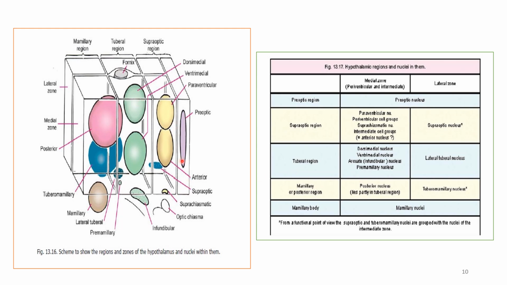So, some nuclei will be present in the hypothalamus. So, what are those nuclei? This is a schematic diagram to show the zones and regions of the hypothalamus and nuclei within them. You can see this table. It is divided into medial zone and lateral zone.